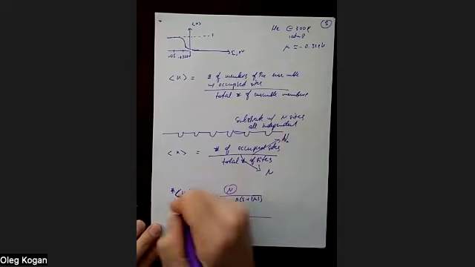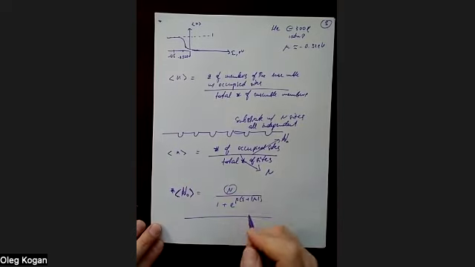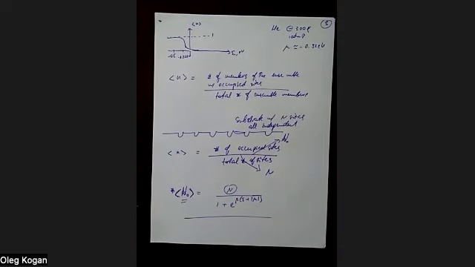Maybe I can use this. Yeah, number of occupied. This is the total number of sites. This is the number of occupied sites. That's good. And I said you could solve this problem.